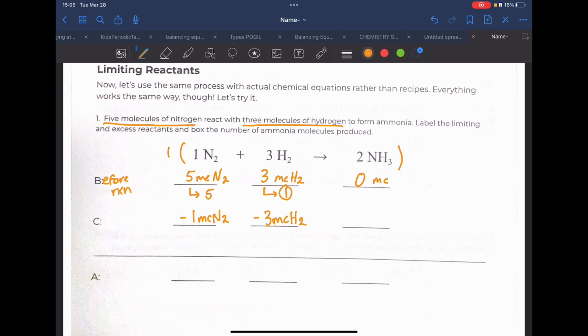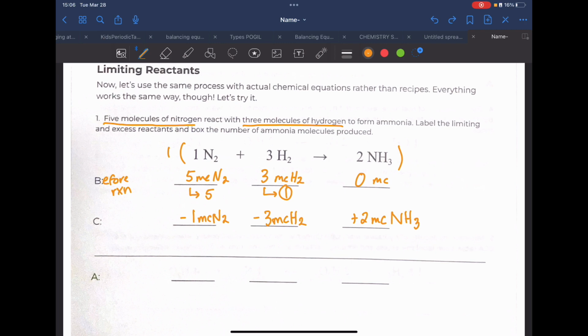What do you think this number should be? It should be a 2. It should be plus 2. I'm making 2 molecules of ammonia here because I'm running the reaction. I'm making the recipe one time, but this recipe makes 2 ammonia molecules. So if I'm doing the recipe once, I'm going to make 2.